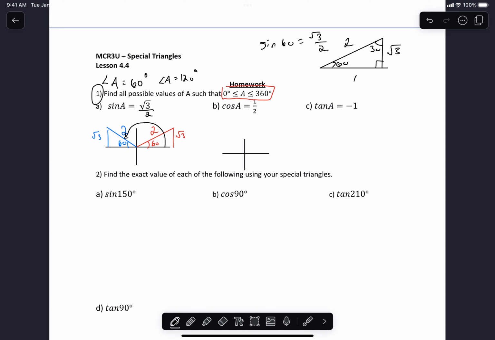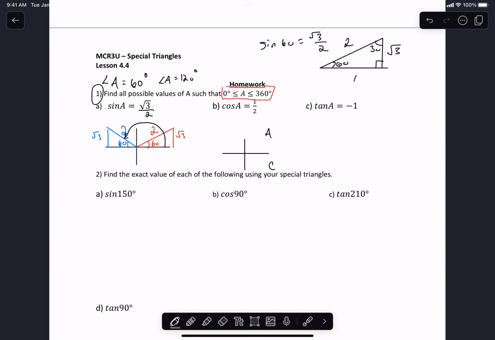So I'm looking for in which quadrants the cosine is positive. That'd be maybe my next step. Because it's positive 1/2, where's cosine positive? All right, Dylan. Top right and bottom right. So in the all quadrant and in the cosine quadrant.